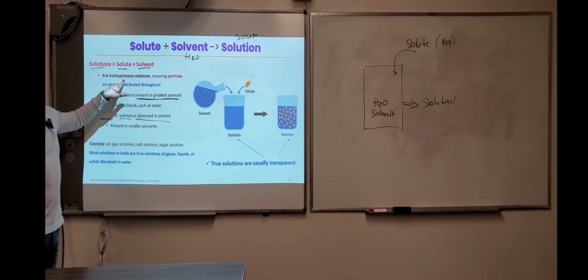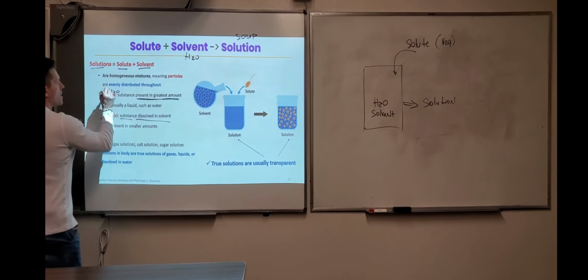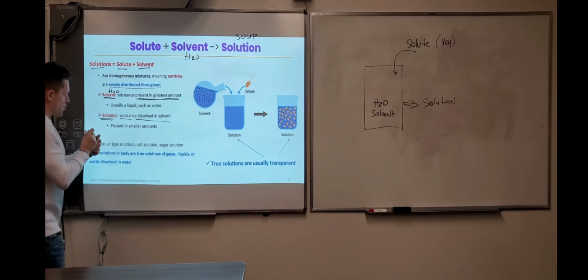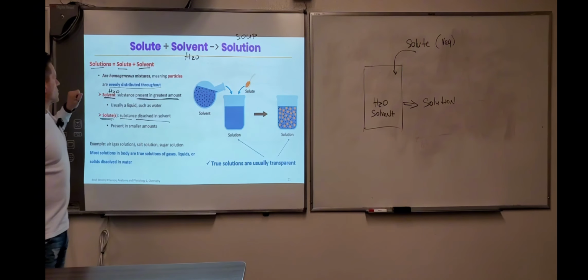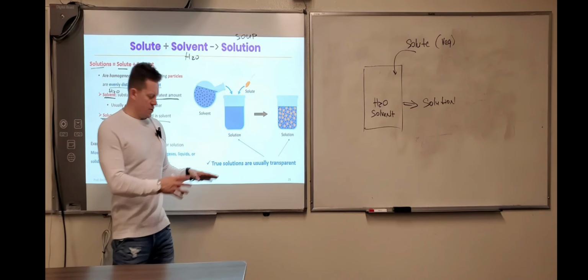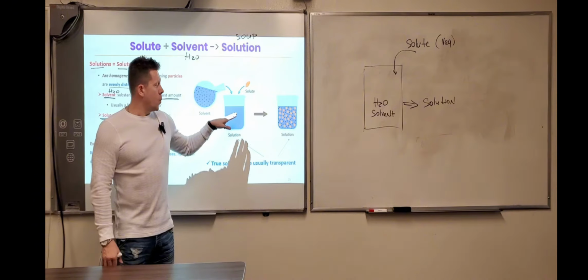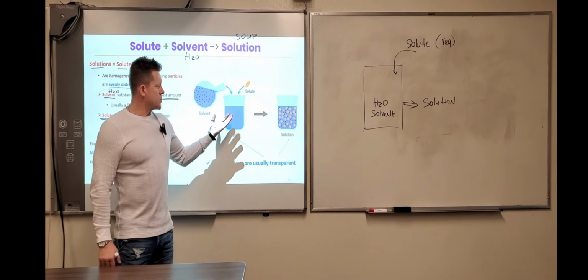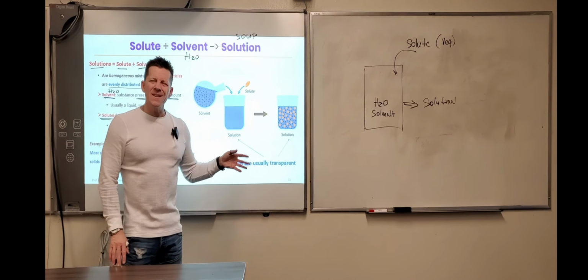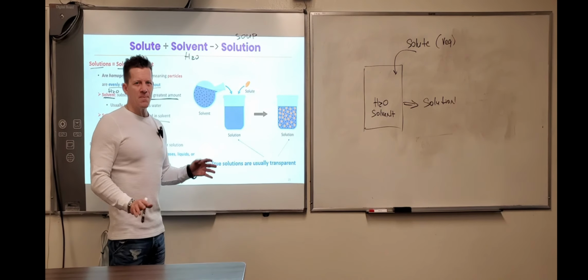And by the way, solutions are homogeneous mixtures. That means that particles are evenly distributed throughout the solution. Homogeneous, meaning that when you look at this, you're not able to tell them apart. Let's say sugar with water melts. Salt melts. The melting is also kind of a crude example here. It doesn't really melt, it separates.